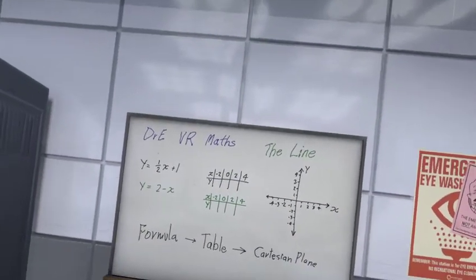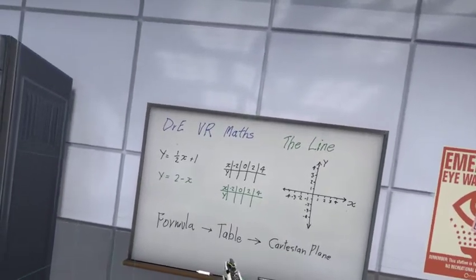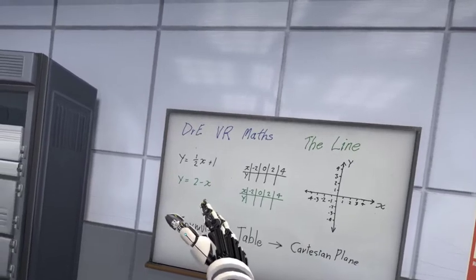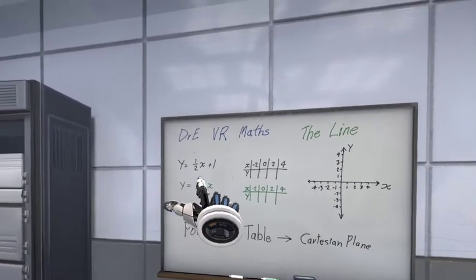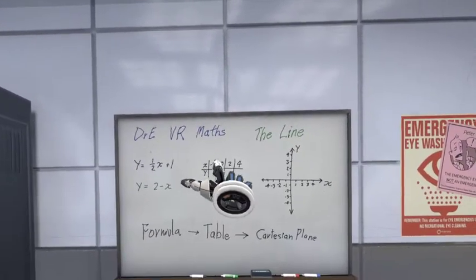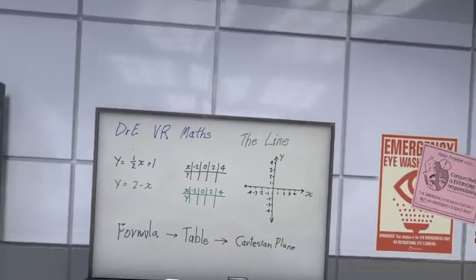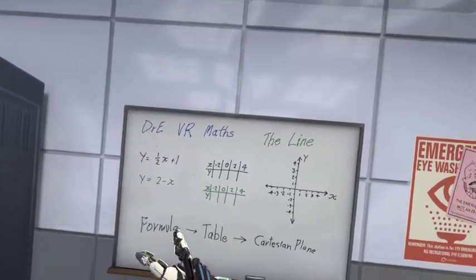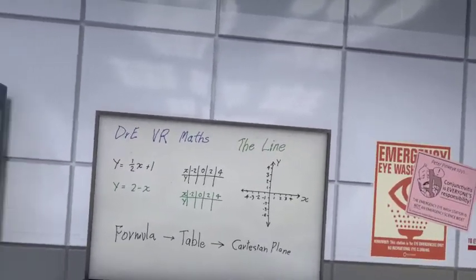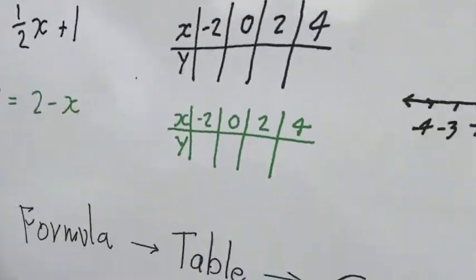We've got our maths in VR with Dr. E, and we're going to continue on with the line. Now I've put up two lines there: y equals a half x plus 1 and y equals 2 minus x. I've put up two tables, and we've got our graph for our Cartesian plane. So we're going to go from formula to the table to the Cartesian plane. Okay, so when we do that, we'll just get a bit closer.